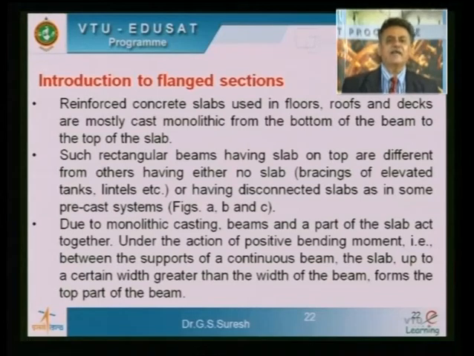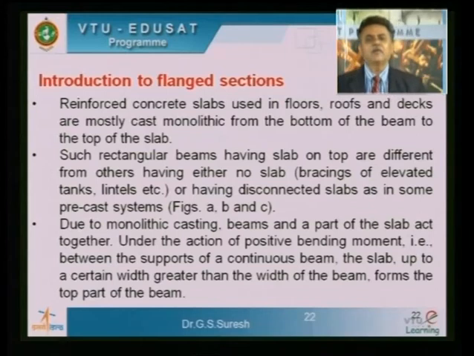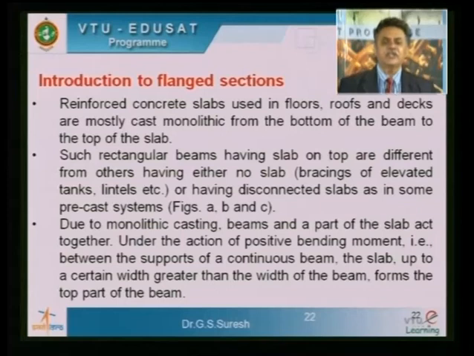Generally, the slab will be on the top of the beam, that means the beam is projecting down below the slab. Then there is some contribution of this slab in the compression zone. So whenever the slab is in the compression zone of a beam, that section is called a flanged section. Flange means any extra projection, either at the top or bottom.